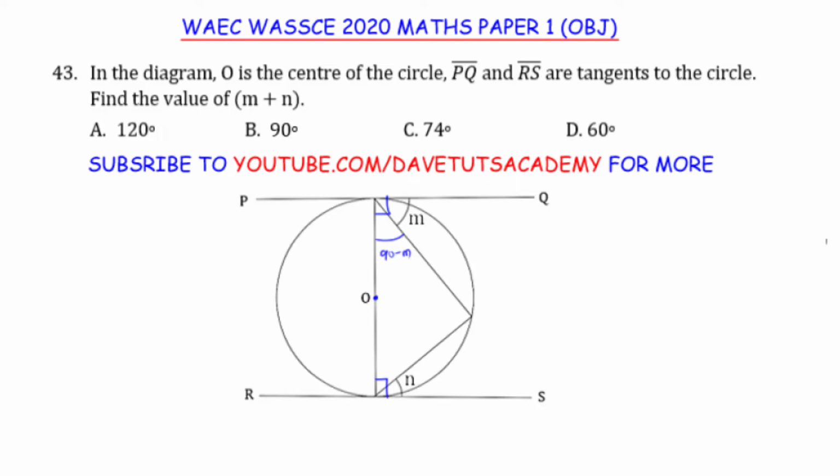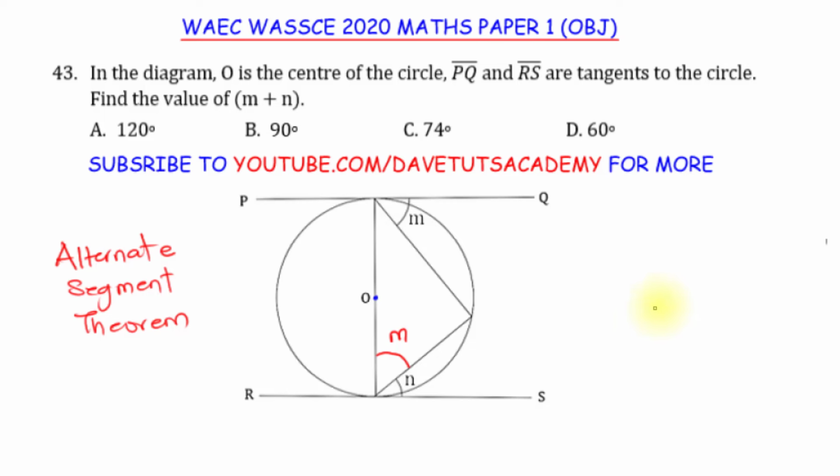I want to just use a particular theorem that will help us to solve this question directly, and it is the alternate segment theorem. What is the postulation of this particular theorem? It is one of the circle theorems, and it says that the angle between a tangent and the chord of a circle, so this angle m, is equal to the angle in the alternate segment. Meaning that since this is a tangent and this is a chord, this angle here is also equal to this angle here. This is also m.